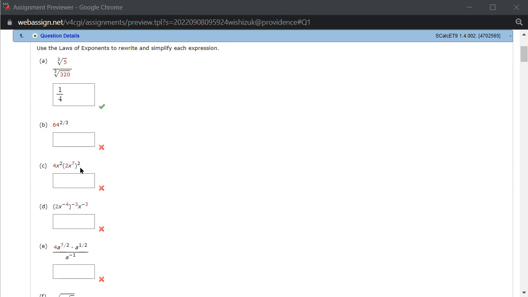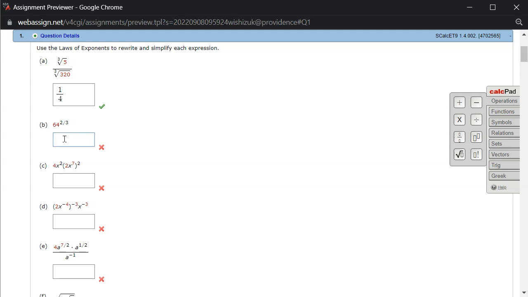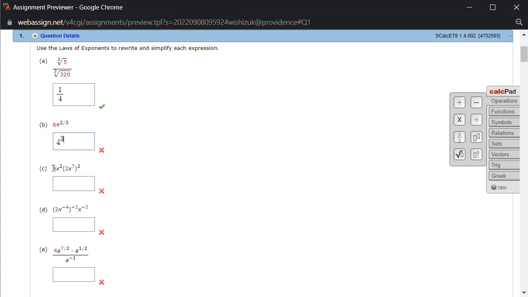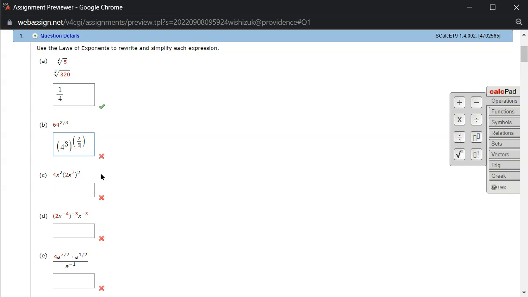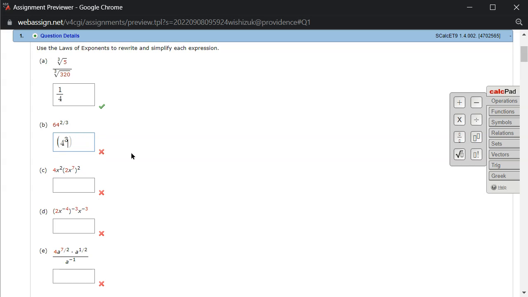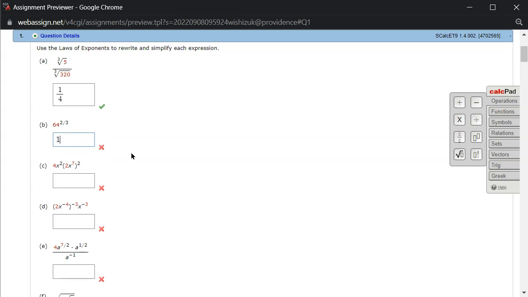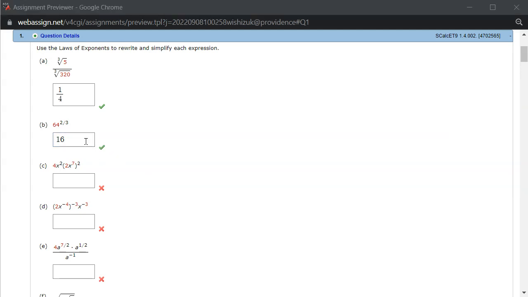All right, let's do part B. Part B, 64 again. 64 is 4 cubed. So I'm going to write the 4 cubed, and then raise 4 cubed to the 2/3 power. When you raise an exponential expression to a power, we just multiply the powers. So the 3 and 3 cancel out, and this is going to be 4 squared, so 16. I'm going to put 16 there. Let's check the answer. I came back and it looks like we got part B correctly.